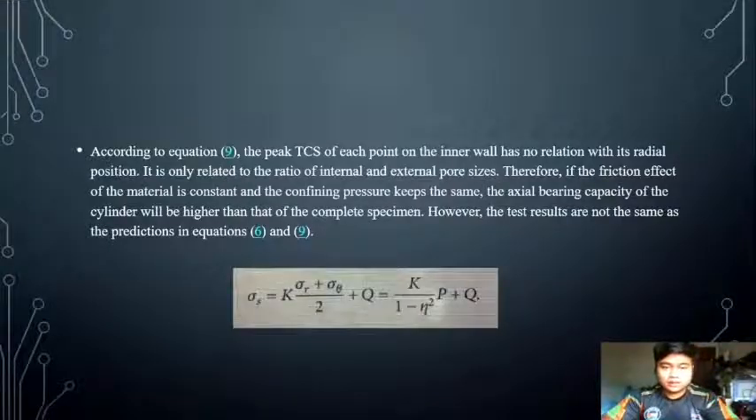According to equation 9, the peak TCS of each point on the inner wall has no relation with its radial position. It is only related to the ratio of internal and external pore size. Therefore, if the reflection effect of the metal is constant and the confining pressure stays the same, the axial bearing capacity of the cylinder will be higher than that of the complete specimen. However, the test results are not the same as the prediction in the equation above.